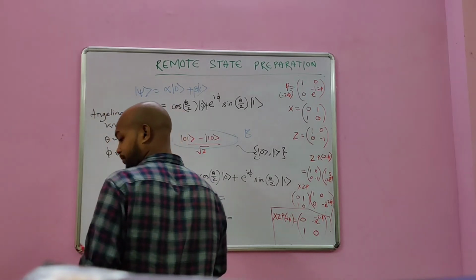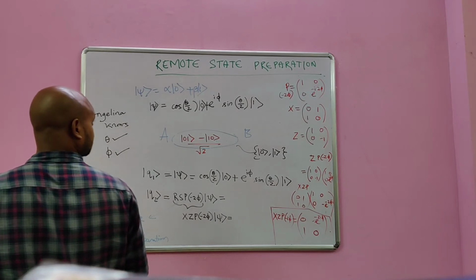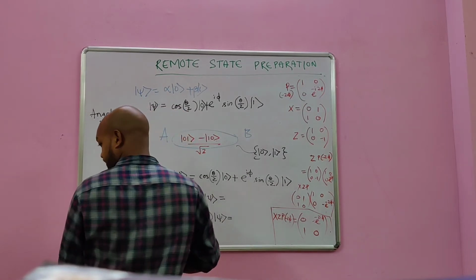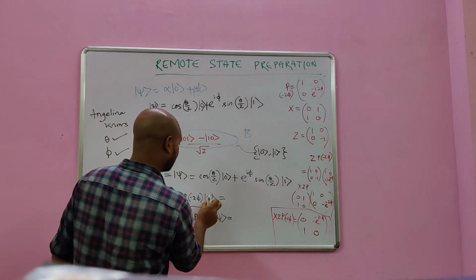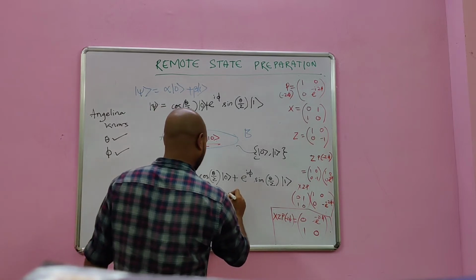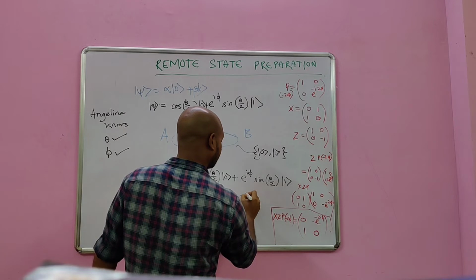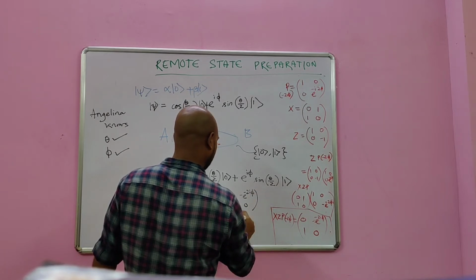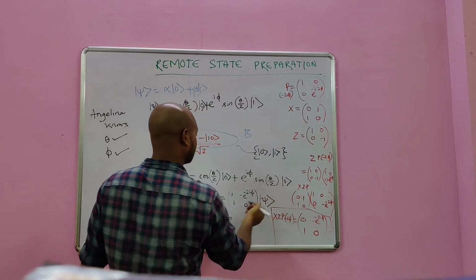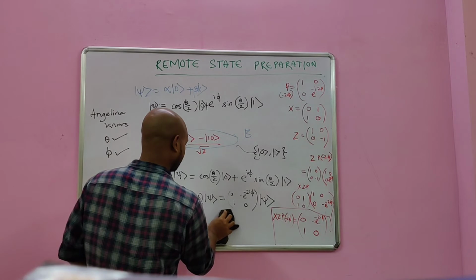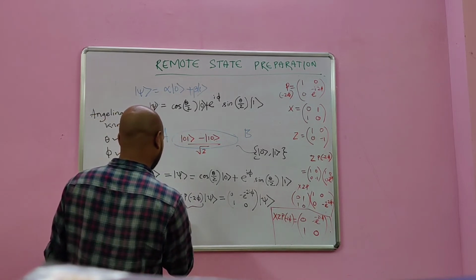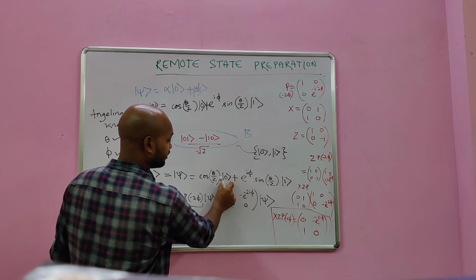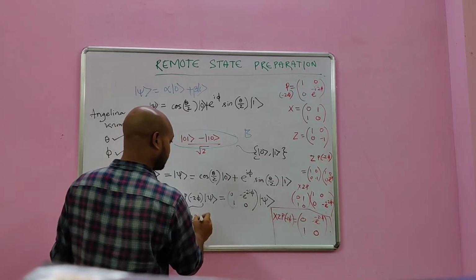Alright. So that means this would act on psi. So this is 0, minus e power minus 2 i phi, 1, 0, acting on psi. Let's calculate it. So this would give me cos theta by 2. This acts on 0 first, right? To give me 1, right?